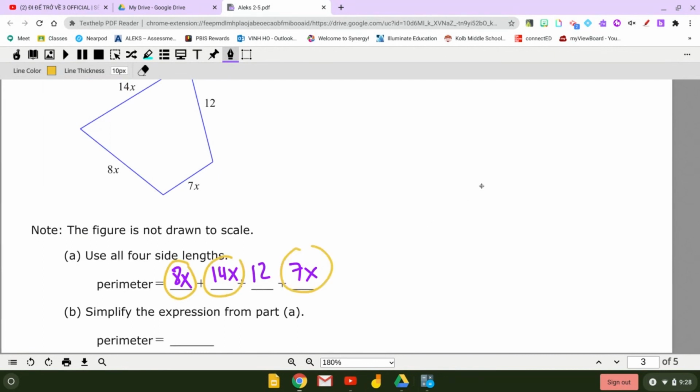So we have 8x plus 14x plus 7x. So how many x is that? 8 plus 14 is 22, plus 7 is 29. So this would be 29x plus 12. That's it. We don't add 12 to 29 because 12 doesn't have an x.